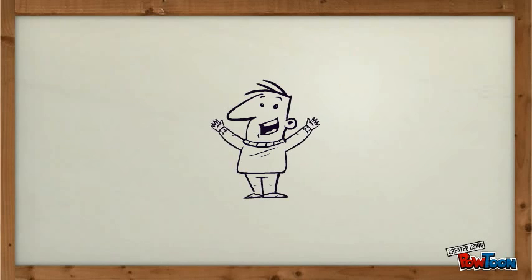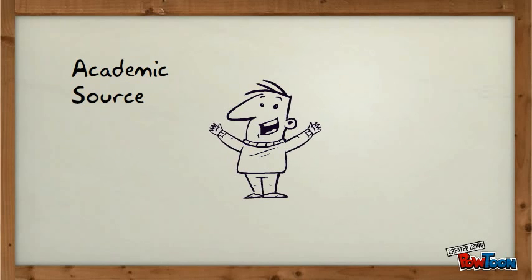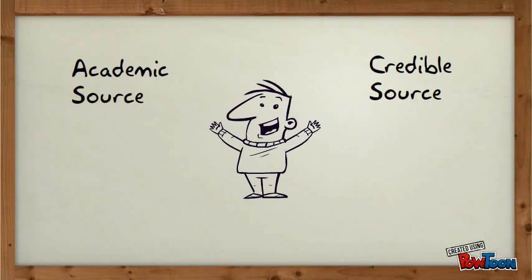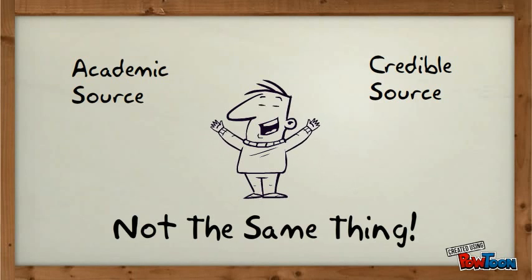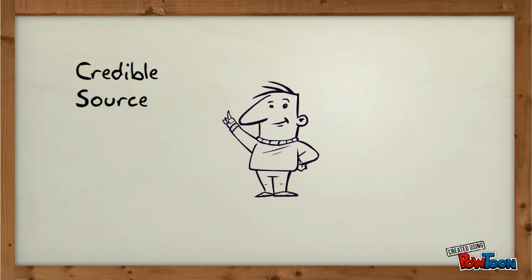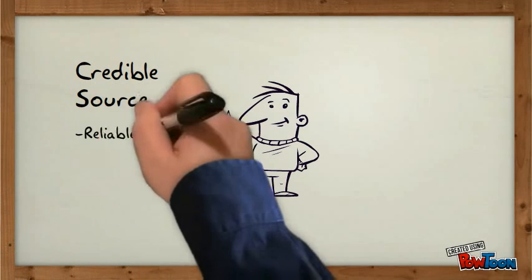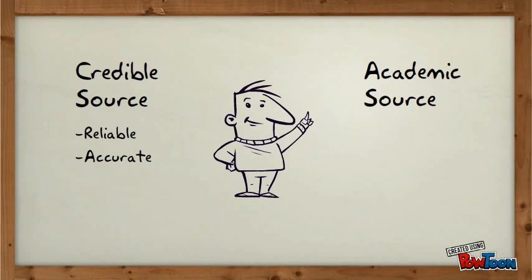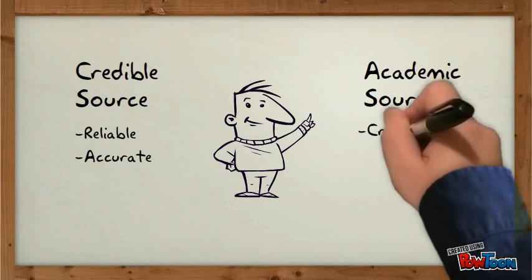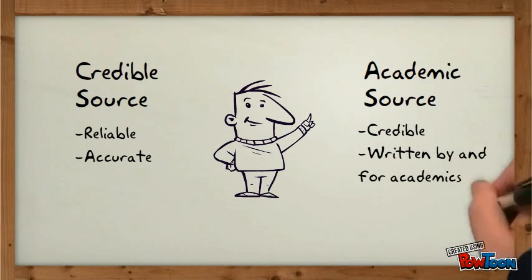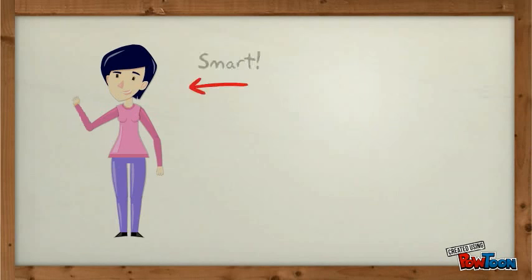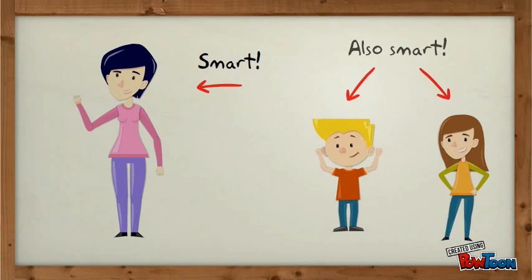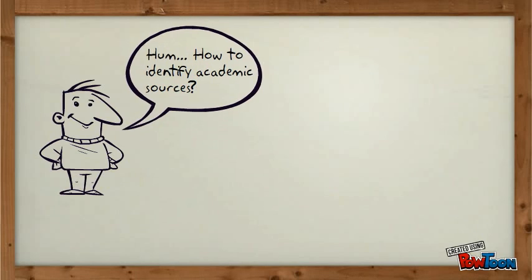It's important to be clear here that an academic source and a credible source, another term you'll frequently hear about when writing essays, are not the same thing. A credible source is any source that can be considered reliable or accurate. An academic source, on the other hand, is a credible source that is specifically written by and for academics, people such as your professor and maybe even one day, you. So, how can you tell if a source is academic?